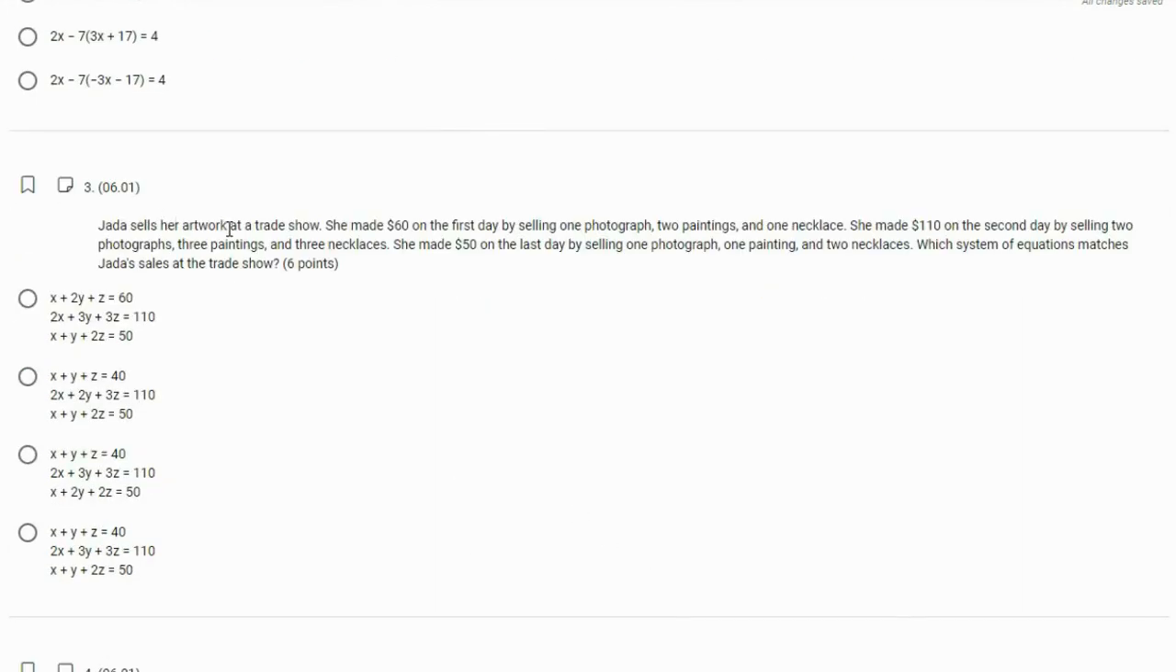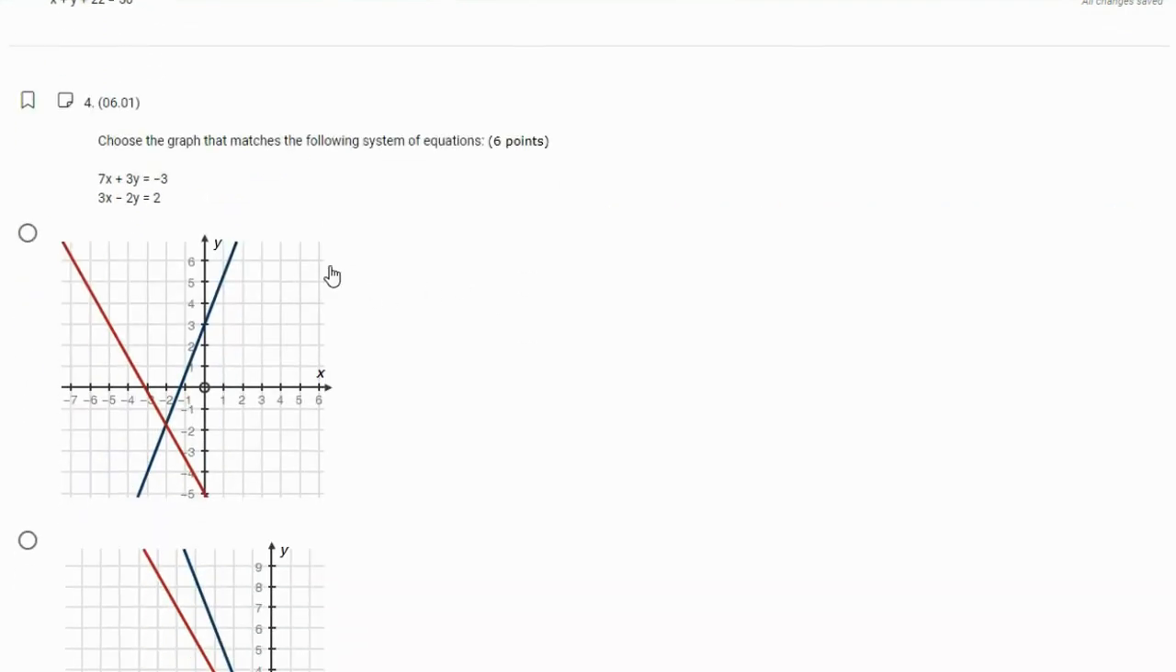But anyway, another word problem. We got one: choose the graph that matches this system of equations. Now remember, guys, you can use your notes. You can use anything from the lesson. You can use my class videos. You can use Desmos. You can use Desmos on the test.